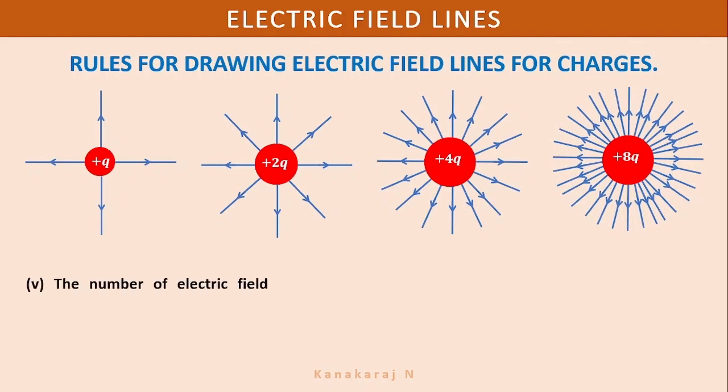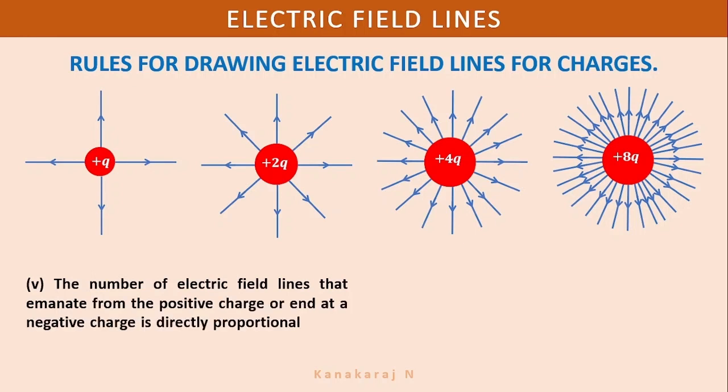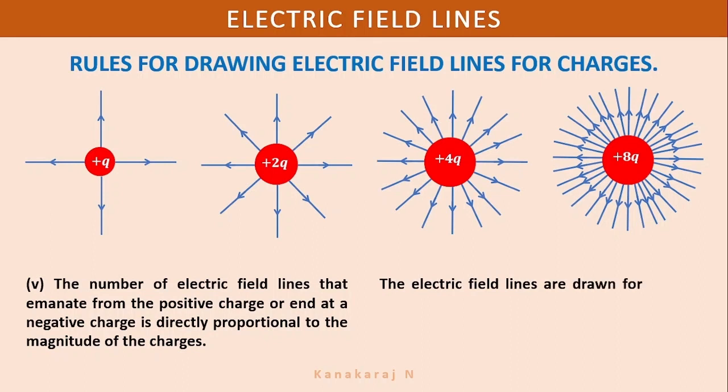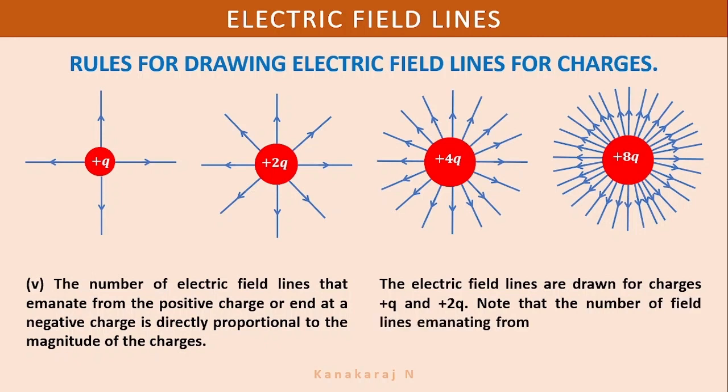The number of electric field lines that emanate from a positive charge or end at a negative charge is directly proportional to the magnitude of the charges. The electric field lines are drawn for charges plus Q and plus 2Q. Note that the number of field lines emanating from plus Q is 4 and the number of electric field lines emanating from plus 2Q is 8.